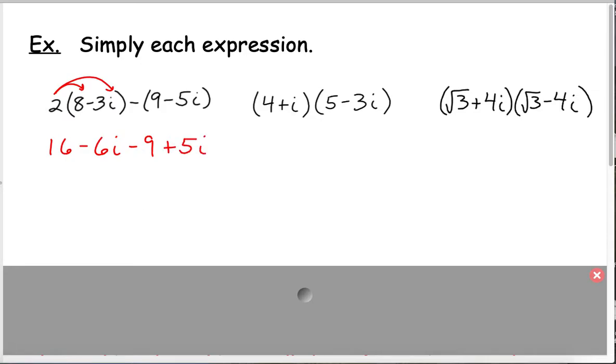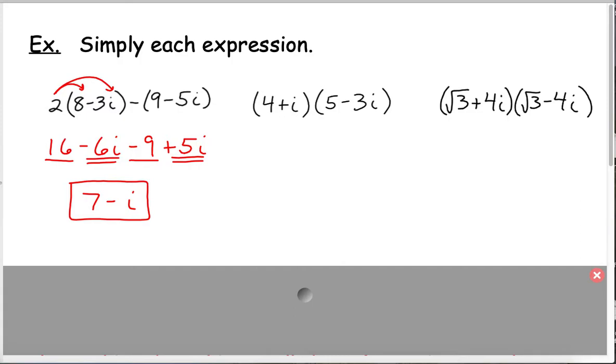And now we're just going to combine like terms. So 16 minus 9 is 7. And then a negative 6i plus 5i is negative 1i. So 7 minus i is our answer, and that's in standard form. Now, it didn't say to put it in standard form, but the convention is when you're working and simplifying complex numbers to put it in standard form when you're finished.